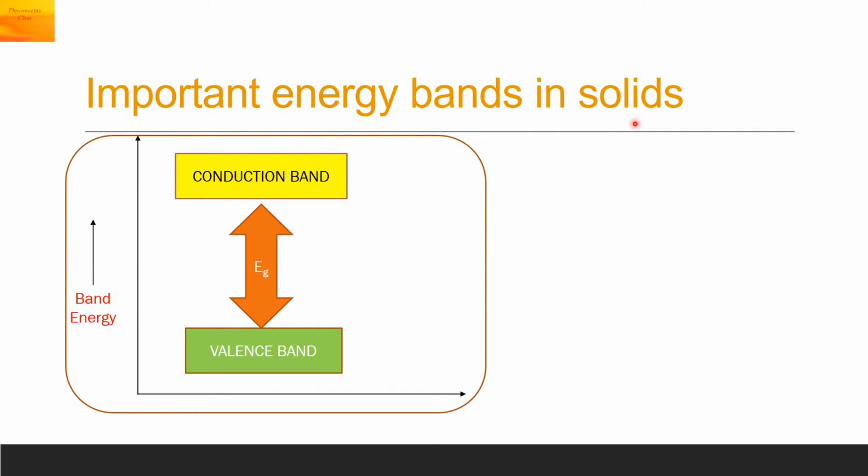Important energy bands in the solids. So valence band and the conduction band are the important energy bands, and they are separated by this band gap.